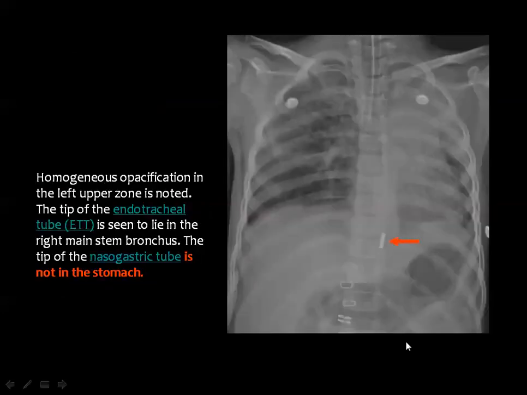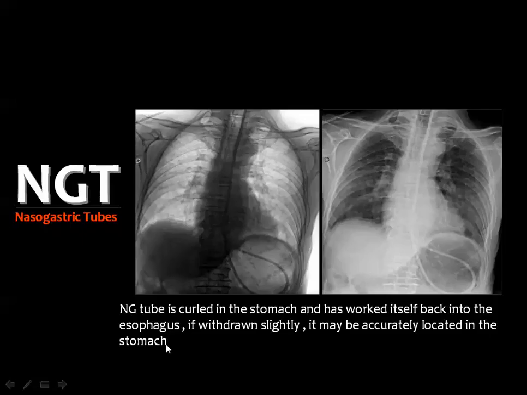Then here you can see the patient with two tubes. The endotracheal tube is selectively pointing to the right mainstem bronchus. The nasogastric tube is not actually reaching the stomach. This is the tip of the nasogastric tube, which is approximately in the gastroesophageal junction.